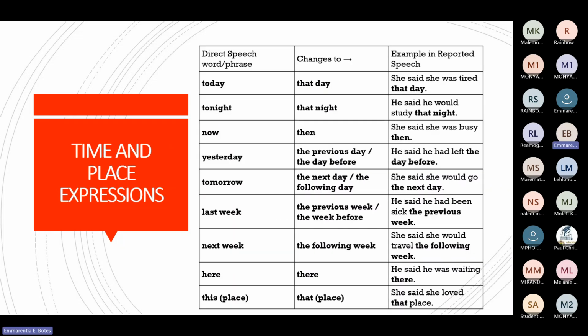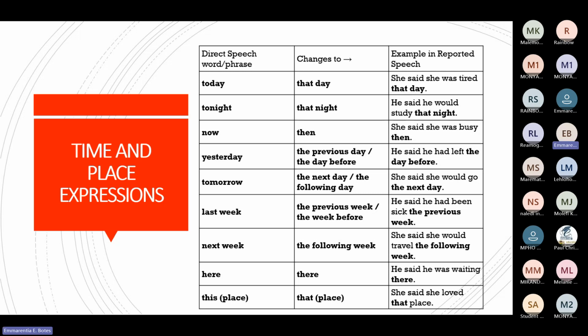Then just the time and place expressions. Remember that today changes to that day. So the example, she said that she was tired that day, because it's not direct words, it's reported. Tonight becomes that night. He said that he would study that night. Now becomes then. She said she was busy then. Yesterday becomes the previous day. And if you struggle to spell that, use the day before. He said that he had left the day before.